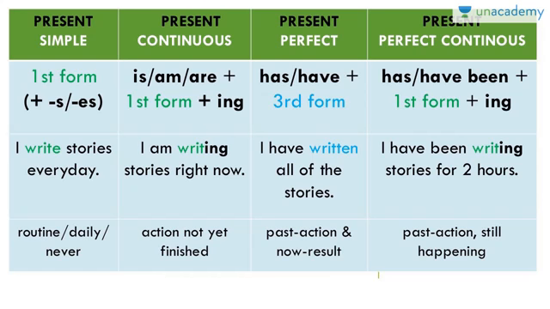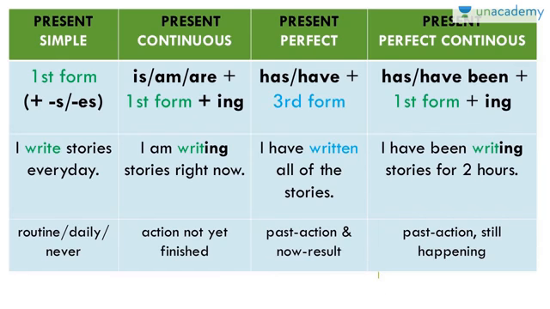Next on, we have the present perfect tense. This one tells you about an action that was done in the past, and now you're seeing the result of that action. For example, I have written all of the stories. So that means the stories are now ready because I have already written them in the past, and the result is that the stories are now ready.